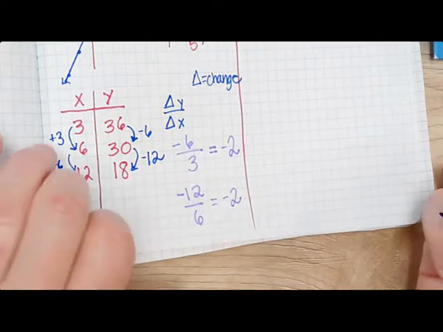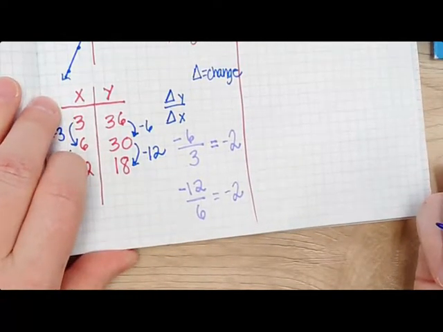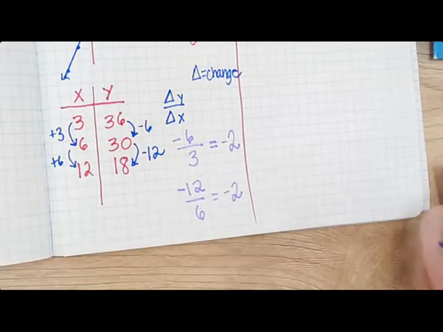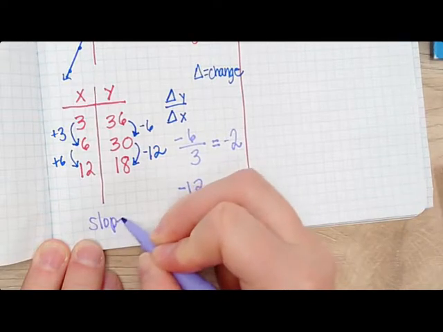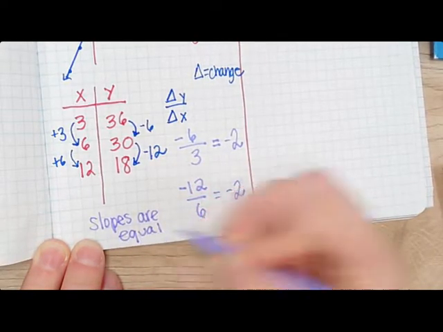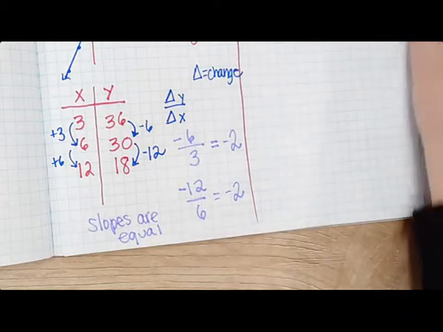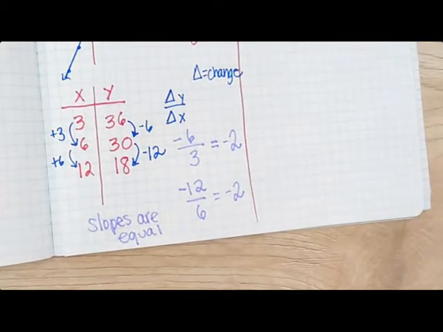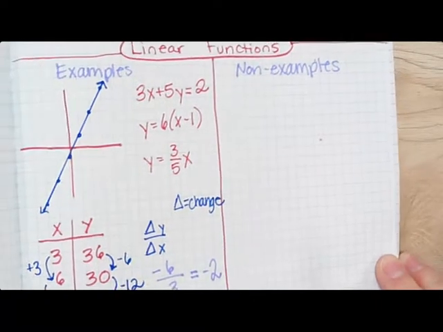Do y'all remember what the constant rate is also called in linear? The m, the slope, yeah. So slopes are equal. So that means it is a linear function. Okay, so we have some good examples there. So now let's do the non-examples.